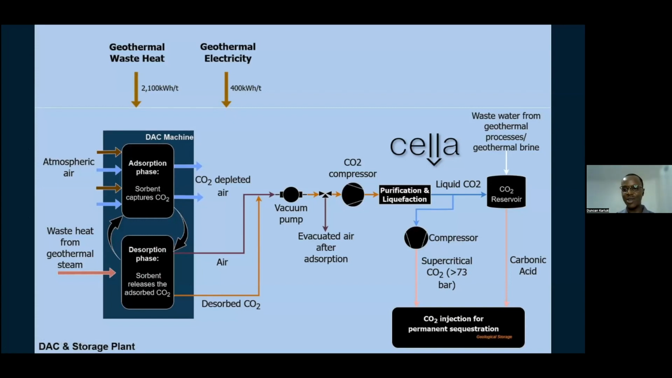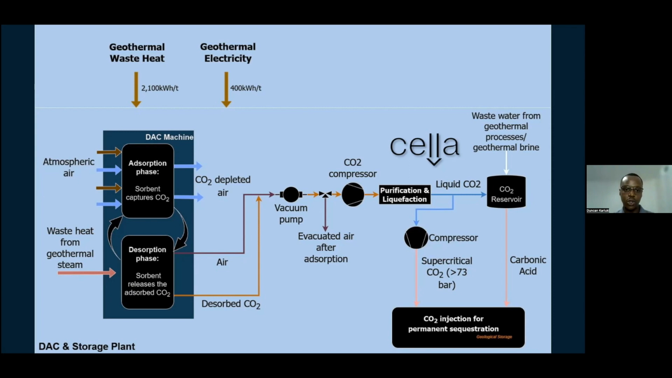And I'm sure this is what everyone has been waiting for. Process diagrams, everyone loves to see them. So I'll very quickly explain the entire process of DAC and storage. The two main inputs are geothermal waste heat and geothermal electricity. For our process, we have very modular machines, very modular units, which you'll see in just a bit. Within each unit, we have adsorption and desorption phases taking place. Each machine is fully autonomous. It's driven by sensor readings that feed the control system and actuate the different processes within the machine.